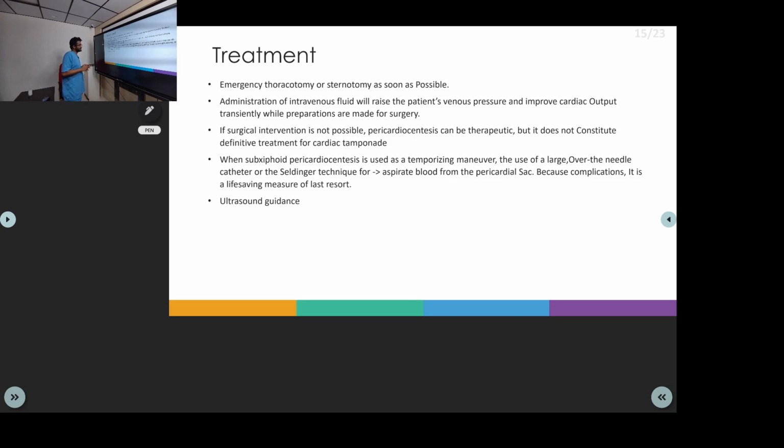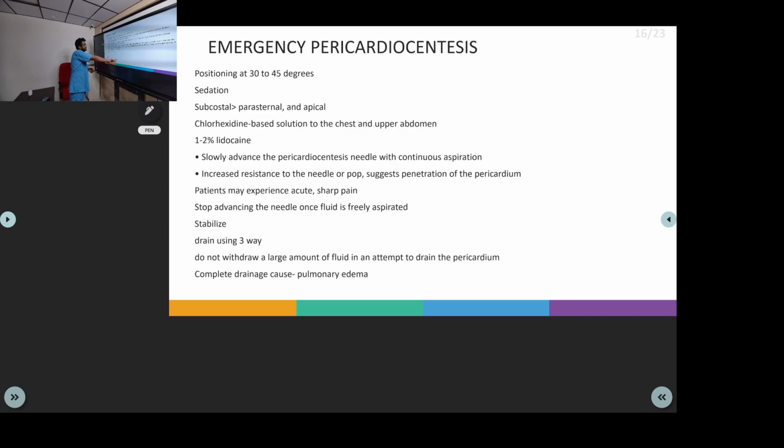There are multiple sites through which we can do pericardiocentesis. When subcostal pericardiocentesis is used, we use a large bore needle for the same and aspirate blood from the pericardial sac. A large amount of fluid is not pulled out during a single pericardiocentesis, as it can cause pulmonary edema.